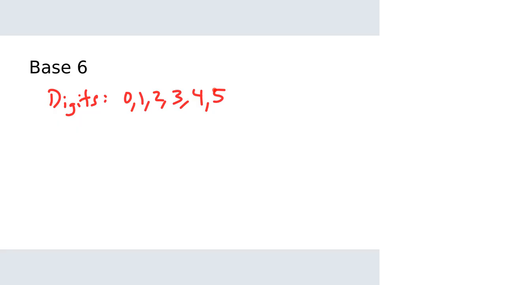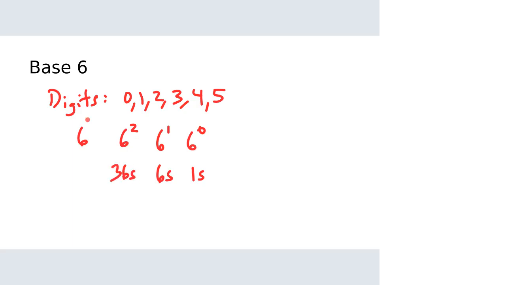Let's look at our place value positions. Thinking back to how we figured out what ones, tens, hundreds, and thousands would be, if we want to figure out our place value positions in base 6, we're going to have 6 to the 0 power. That's going to be a ones column. When we move over one spot, that's going to be 6 to the first, sixes. So we have a ones column, a sixes column, and then 6 squared, 6 times 6, is 36s.